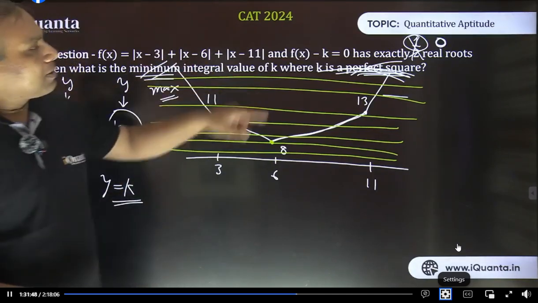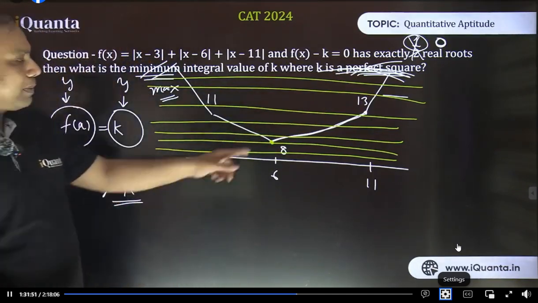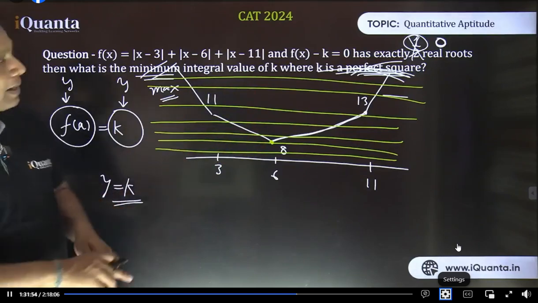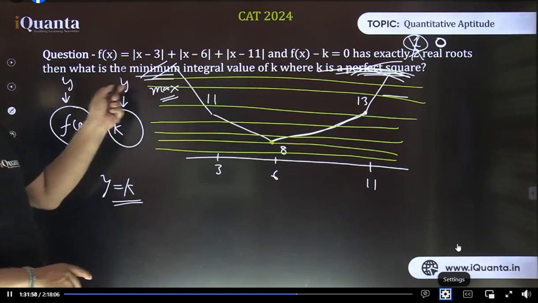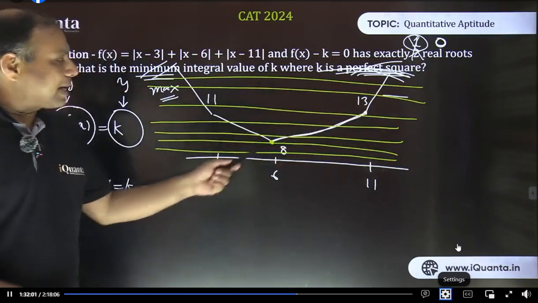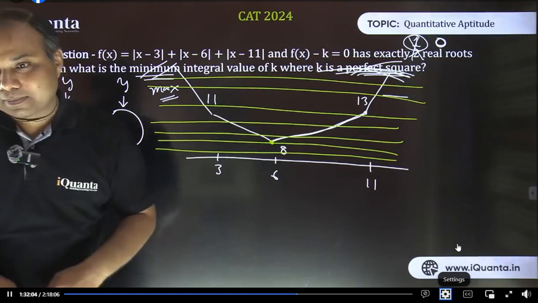Now, the original question said that we want 2 roots. So 2 roots means k should be more than 8 for sure, right? And this k is an integer and we want its minimum value which is a perfect square. So greater than 8, which perfect square is it? That was 9.